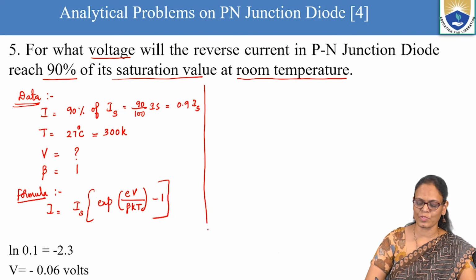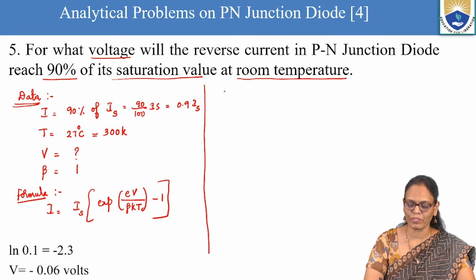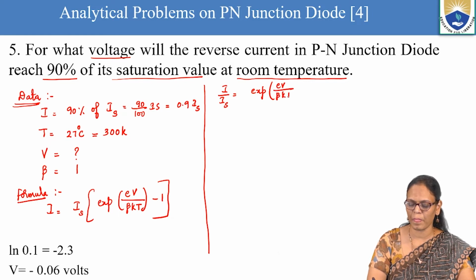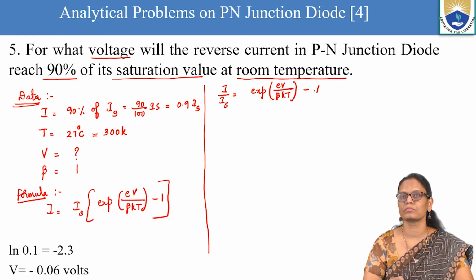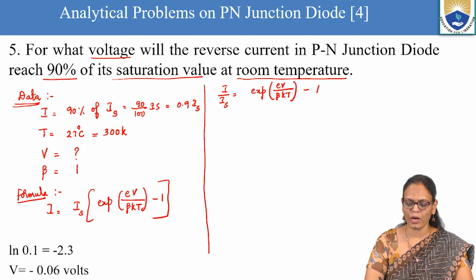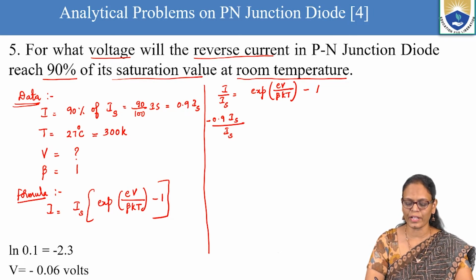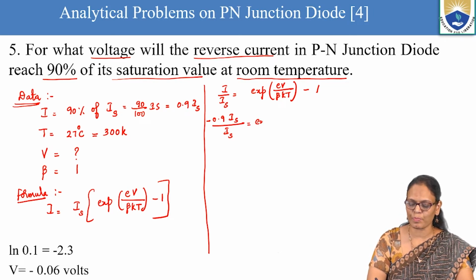So let us do the substitution in the formula. I'll write the formula as I upon IS is equal to exponential of EV by beta KT minus 1. Now what is I upon IS? I is equal to 0.9 IS. And one more thing we have to remember here is that it is reverse current, so we will write it as minus. So minus 0.9 IS by IS is equal to exponential.